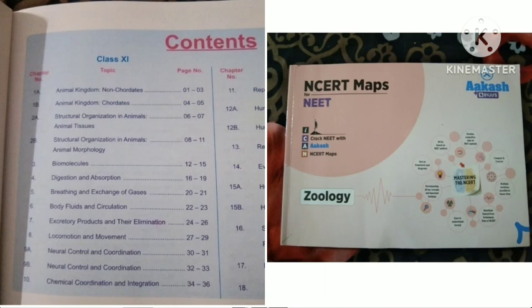Fovea: only cones are densely packed in the thin central portion of retina, the point with greatest visual acuity or resolution.